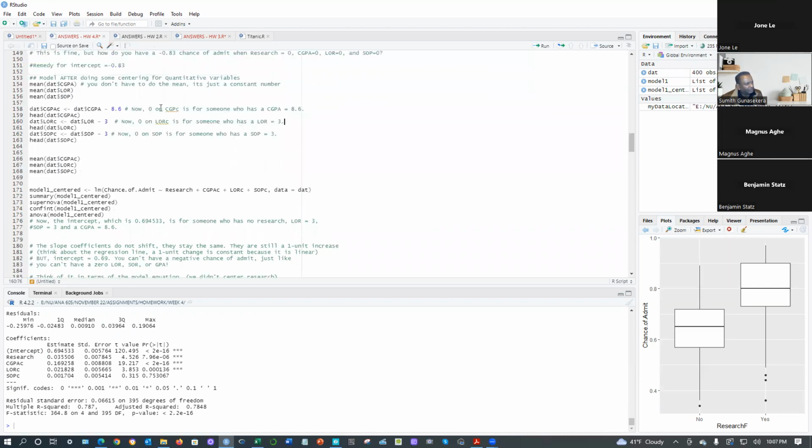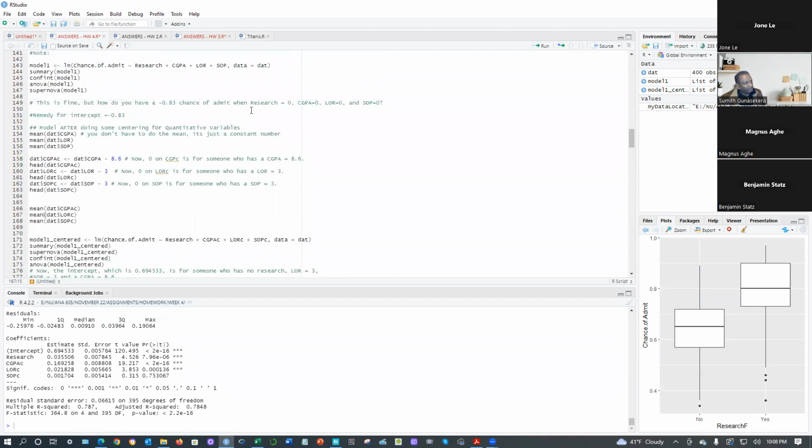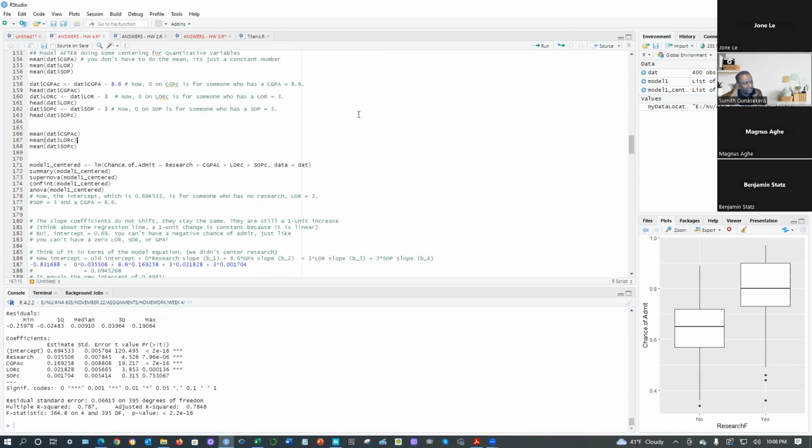I'm not going to center research. Research is categorical. You don't have to worry about that one. It's all taken into account as no research. That's not the way you interpret it now. Earlier, the intercept was for somebody who has no research, GPA 0, LOR 0, and SOP 0. Now it's not like that. It has been revised in order to get an intercept that makes sense. We did that kind of adjustment, centering.